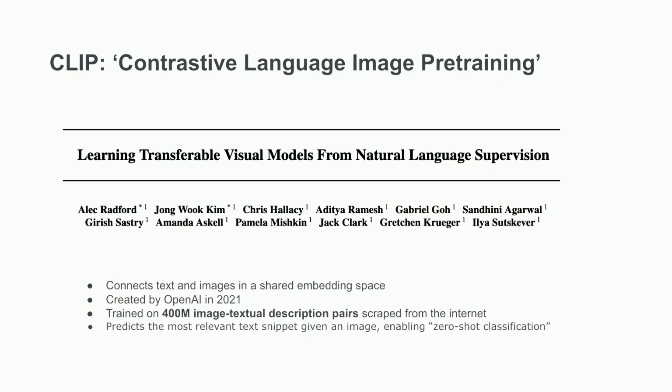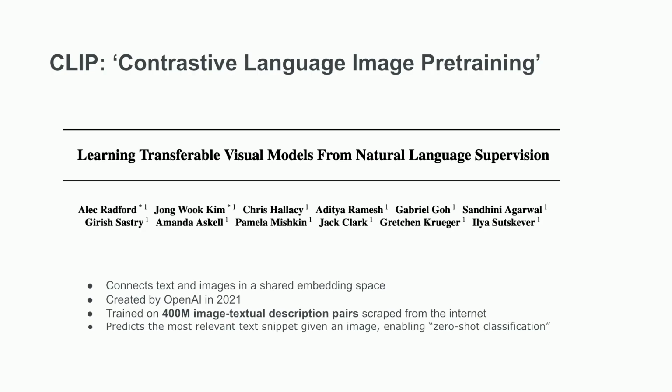So CLIP stands for Contrastive Language Image Pre-training. This model learns transferable visual representations from natural language supervision. What does that mean? It means that it learns to match text descriptions to images. It was developed by OpenAI in 2021, and it was trained on 400 million image-text pairs scraped from the internet. It connects these images and text, their embeddings, in a shared space.